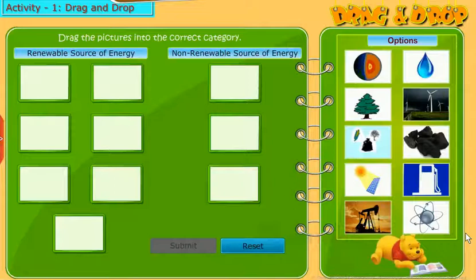Now let us do an activity. Drag the pictures into the correct category.